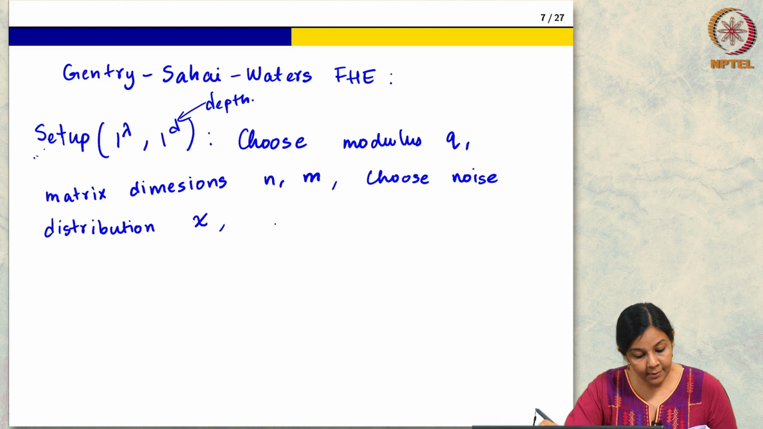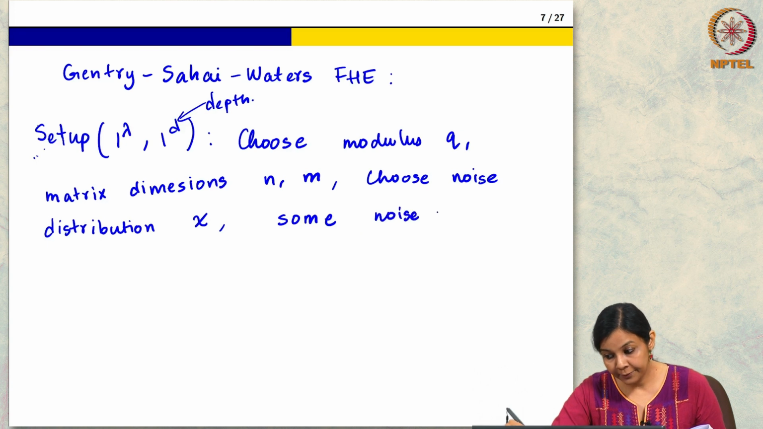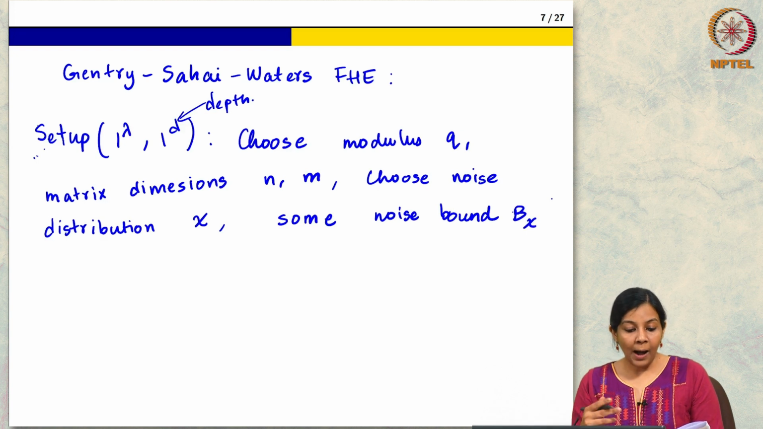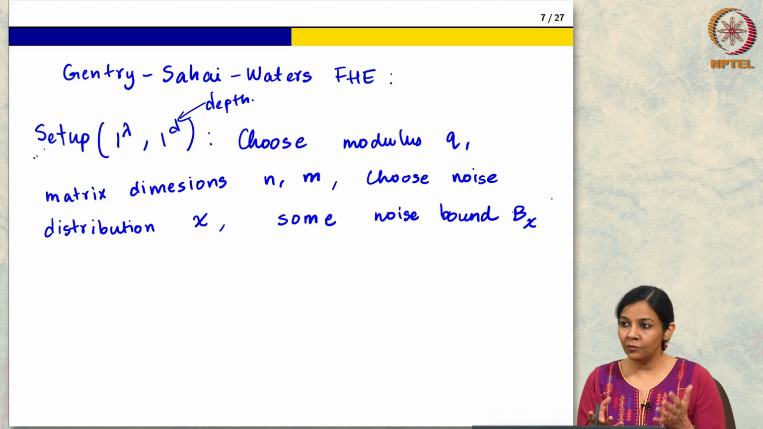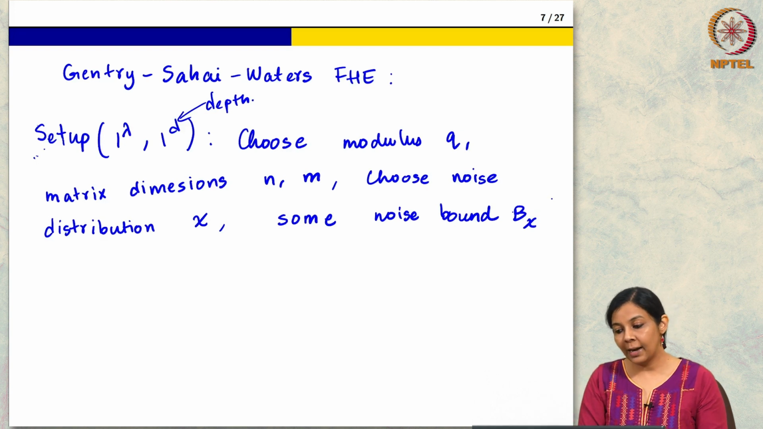Okay, and some noise bound, some noise bound B chi. So, B chi is the bound of a sample of chi. We have seen this before, right. When we looked at public key encryption from LWE, we said that the error will come from some distribution, we will bound the size of the error. So, we are just giving the bound a name. So, we will call it B chi.